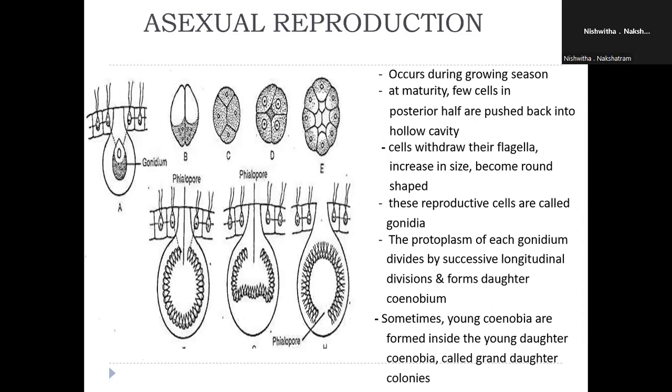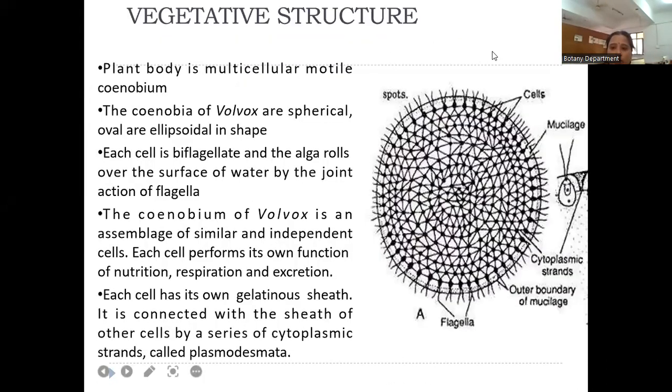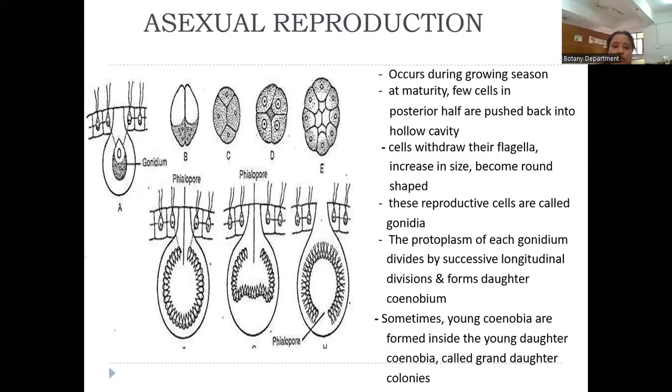Coming to reproduction in Volvox, vegetative reproduction is totally absent. Only two types of reproduction are involved. One is asexual, the second is sexual reproduction. See, the first one, asexual reproduction. The total plant body is the cenobium or colony. Asexual reproduction in the colony occurs in favorable conditions. What is favorable? The rainy season is a favorable condition for asexual reproduction. In this colony, the posterior cells of the cenobium lose their flagella and form reproductive cells. These reproductive cells are called gonidia. What is the name? Gonidia.